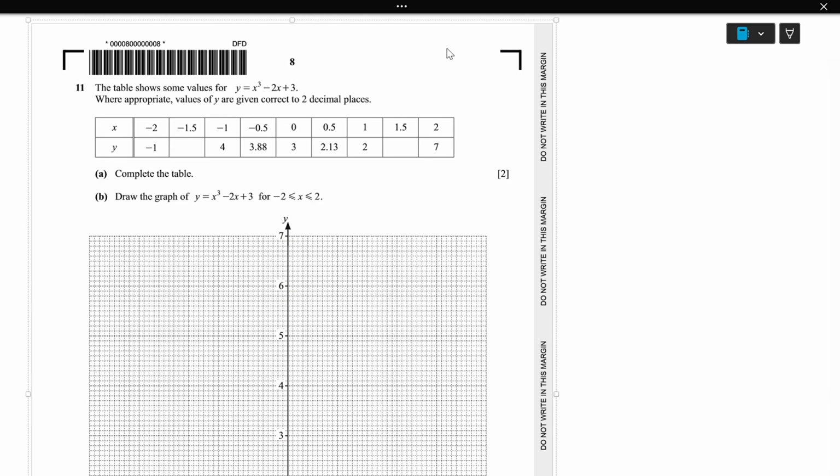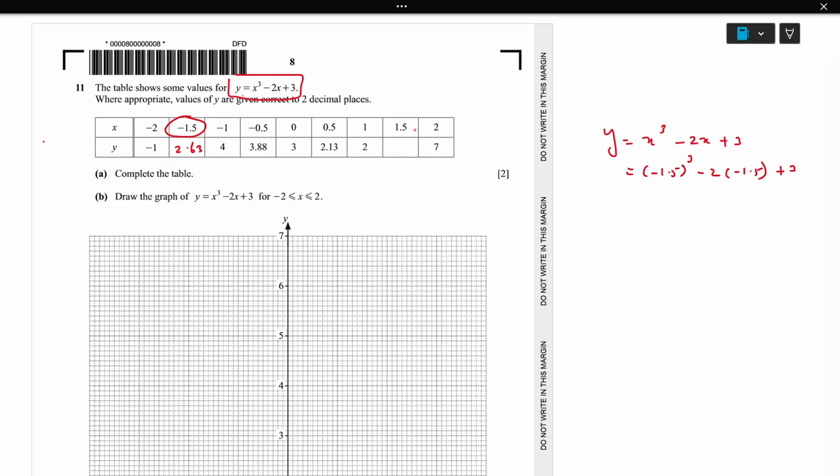Here question number 11. Here the table shows some values. So the equation is given, and two values are missing, so we need to find that. The equation is going to be y equals x cube minus 2x plus 3. For x equals negative 1.5, just plug in here. So negative 1.5 whole cube minus 2 into negative 1.5 plus 3. When we calculate, our answer is going to be 2.63.